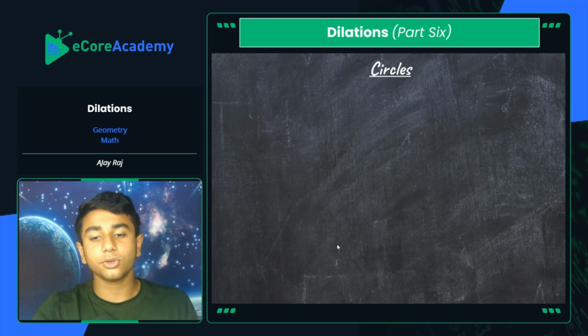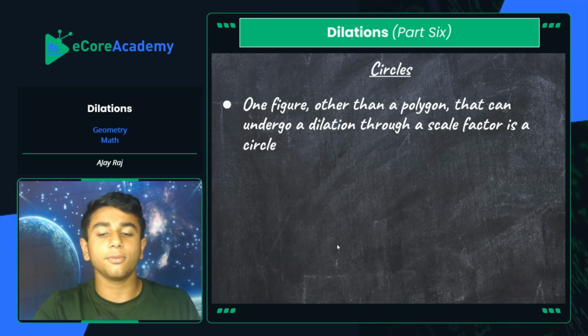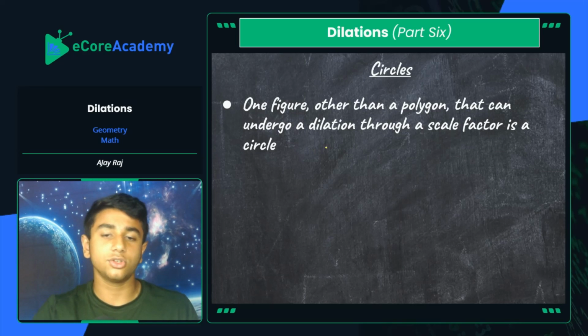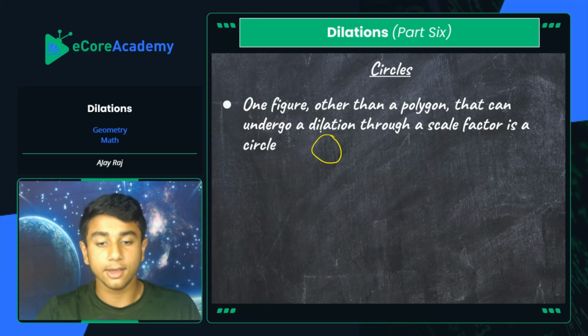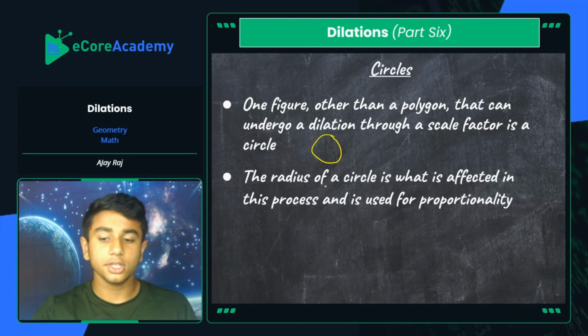This is all about circles, and this is our final special scenario here. One figure other than a polygon that can undergo a dilation through a scale factor is a circle. You might be thinking, how is it possible that you can have a curved figure? Well, a circle can actually undergo a dilation. A polygon is merely a figure with straight sides, and a circle does not have straight sides; it has all curves. And the radius of a circle is what is affected in this process and is used for proportionality.